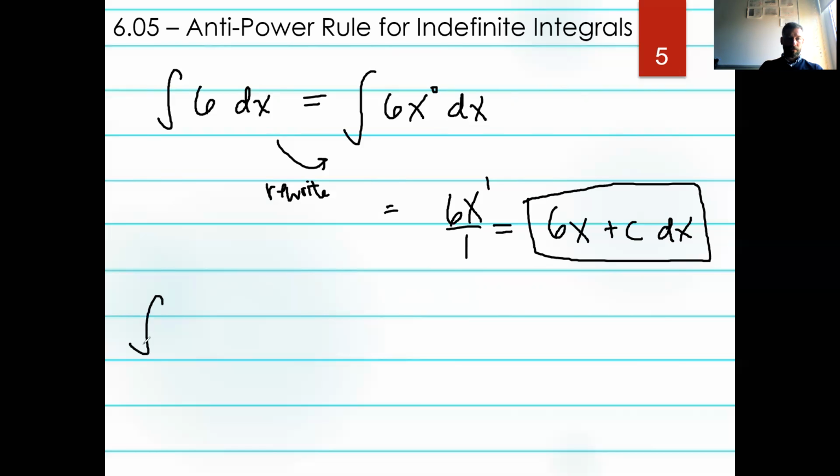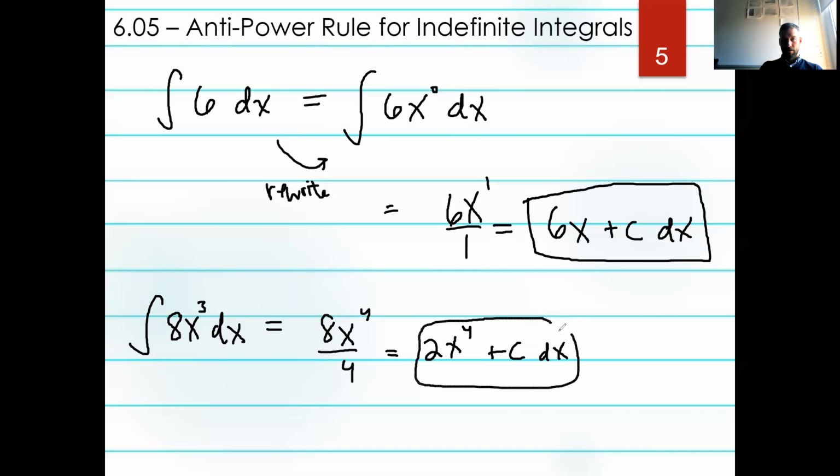Last one. Let's say 8x to the third dx. In something like this, I'm doing the antiderivative, so I'm going to add to my exponent. 3 becomes a 4, and then I'm going to divide by that new exponent. Did I already do this one? I think I did. Forgive me. Should have looked at the last page of my notes. I won't bore you with more.